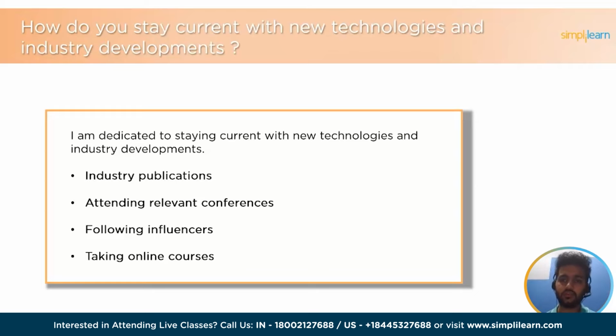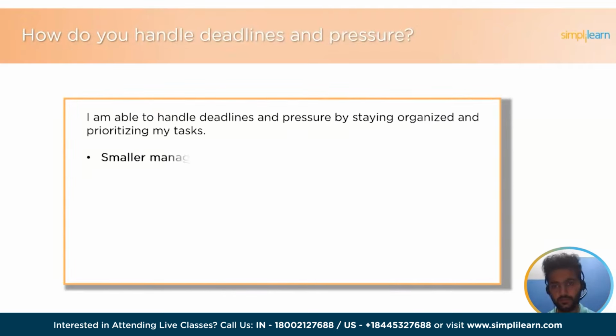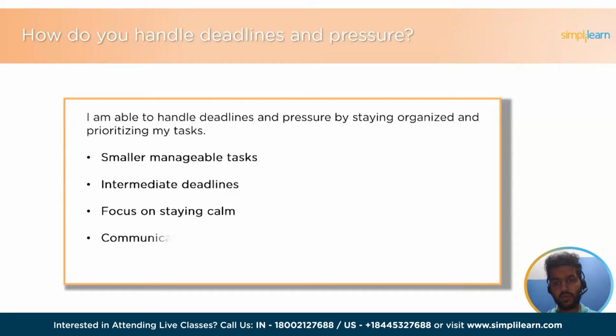Now moving on to the next question, which is how do you handle deadlines and pressure? You can answer this type of question in this way. I am able to handle deadlines and pressure by staying organized and prioritizing my tasks. I make sure to break down projects into smaller manageable tasks and create a plan to complete them on time. I also set intermediate deadlines for myself to ensure that I am making steady progress. When faced with pressure, I focus on staying calm and keeping my priorities in mind, and I communicate effectively with my team and stakeholders. I also make sure to take breaks and maintain a healthy work-life balance to stay refreshed and focused. So this is how you can answer this kind of question.